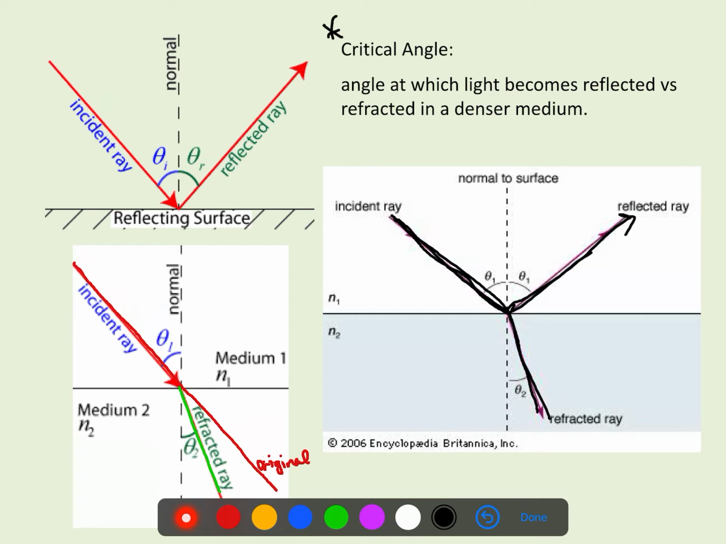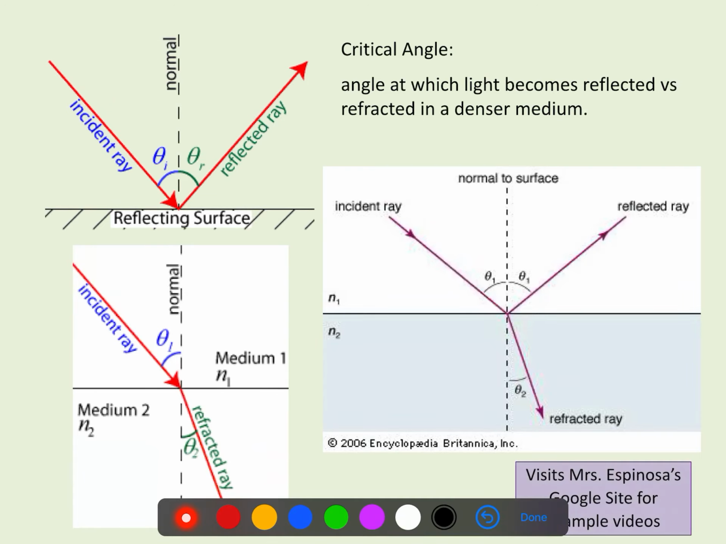So I don't want to elaborate on this too much right now because the focus of this video is the math work, but if you guys will go to my Google site, go to Google and search Miss Espinosa Physics, there is a video. The top 4 videos are going to be most helpful for this chapter. There is a video that's talking about refraction, and they discuss the critical angle and what that is, but to sum it up, it's that point where the light stops refracting and begins reflecting off of a surface.